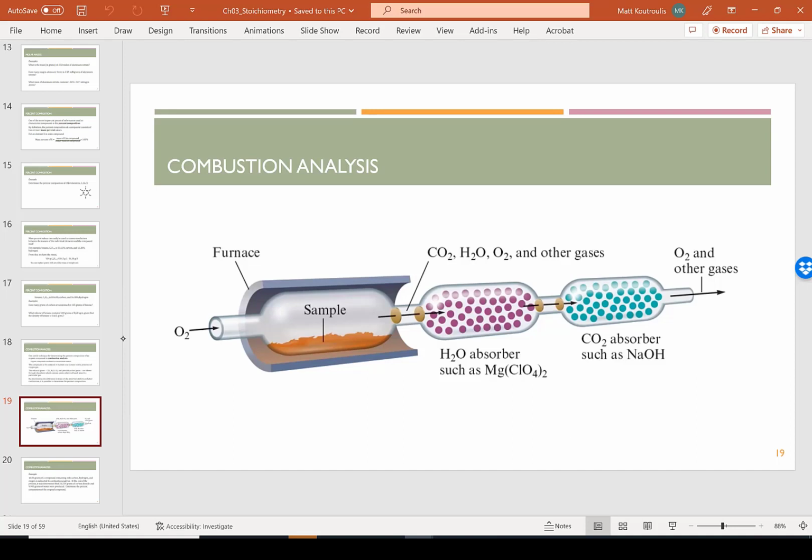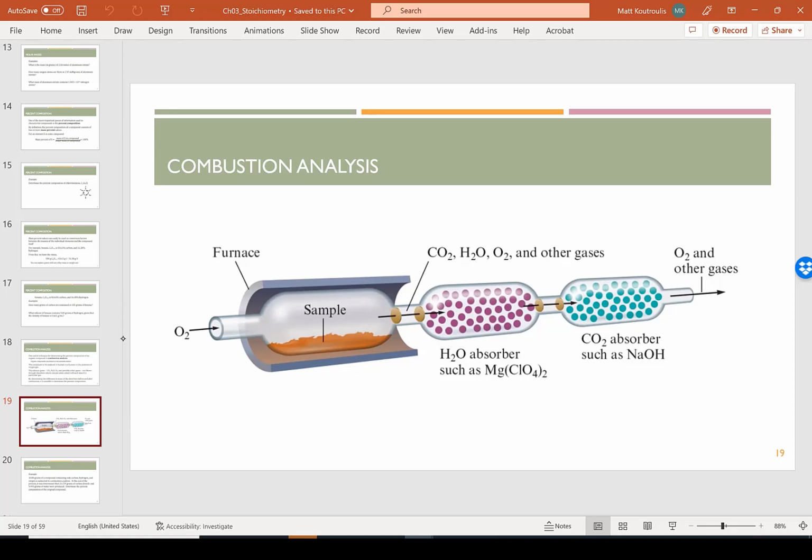For this to work, you had to have weighed the absorber before you did the burning. And you weighed this before you did the burning. And so then what would you do? You would say, well, this was 100 grams before I burned this. Now it's 111 grams after. So what does that mean? The extra mass must have come from the H2O. Good. And then the same thing here, the extra mass must have come from the CO2.